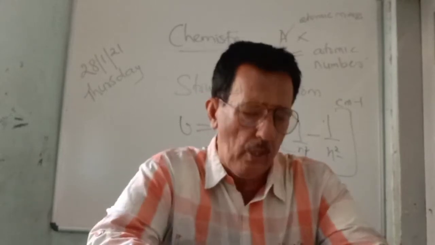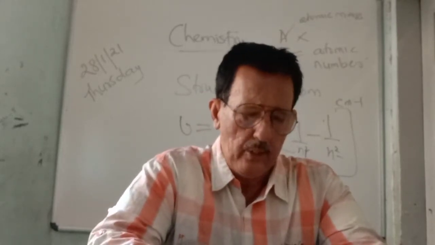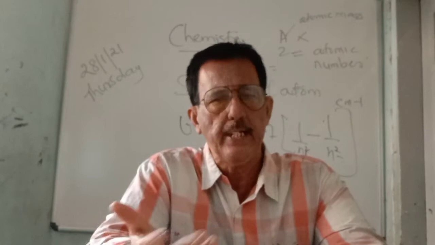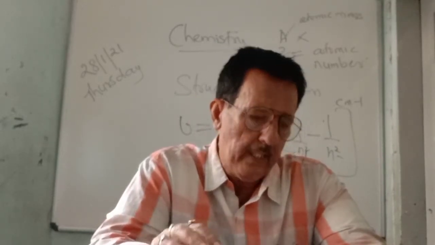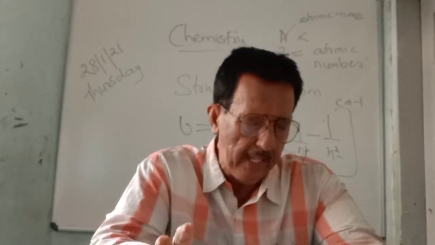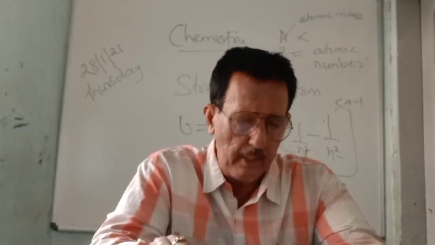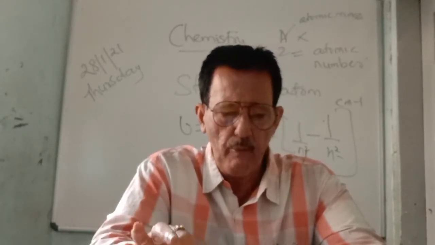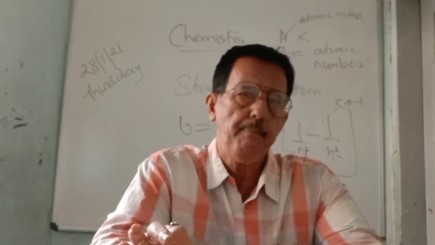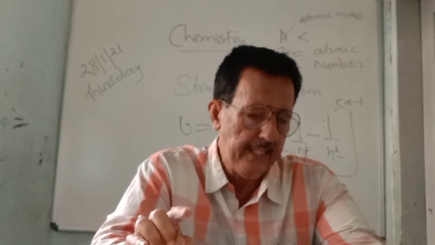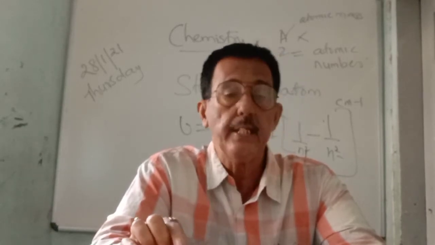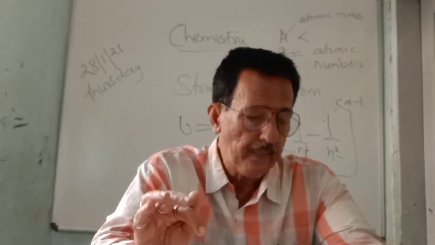Then we discuss isotopes. Some elements have many isotopes and some don't have any. What are isotopes? Isotopes are the atoms of the same element with the same atomic number but different atomic mass number. Example: carbon 12 (C-12, 6), C-13 (6), and C-14 (6). So these are all isotopes.